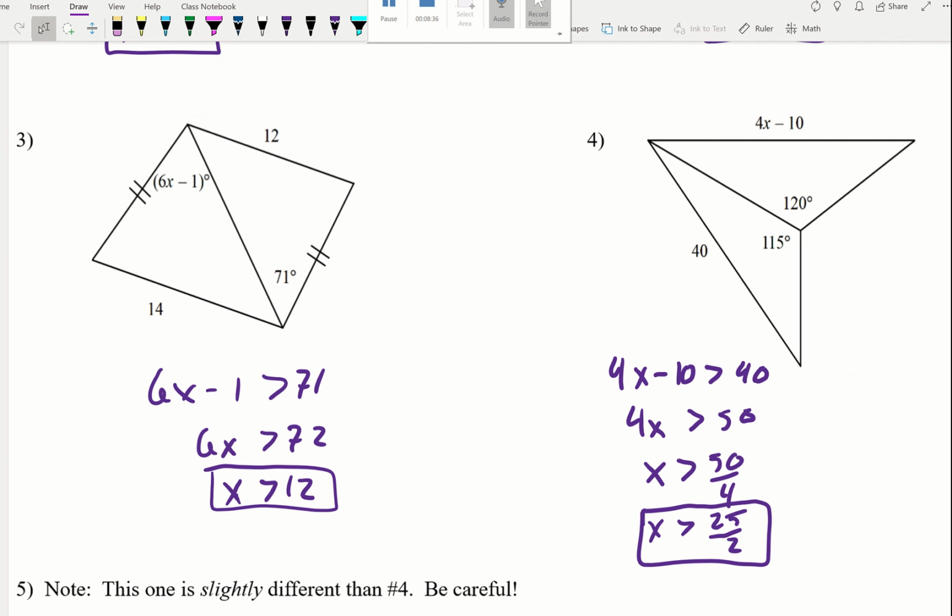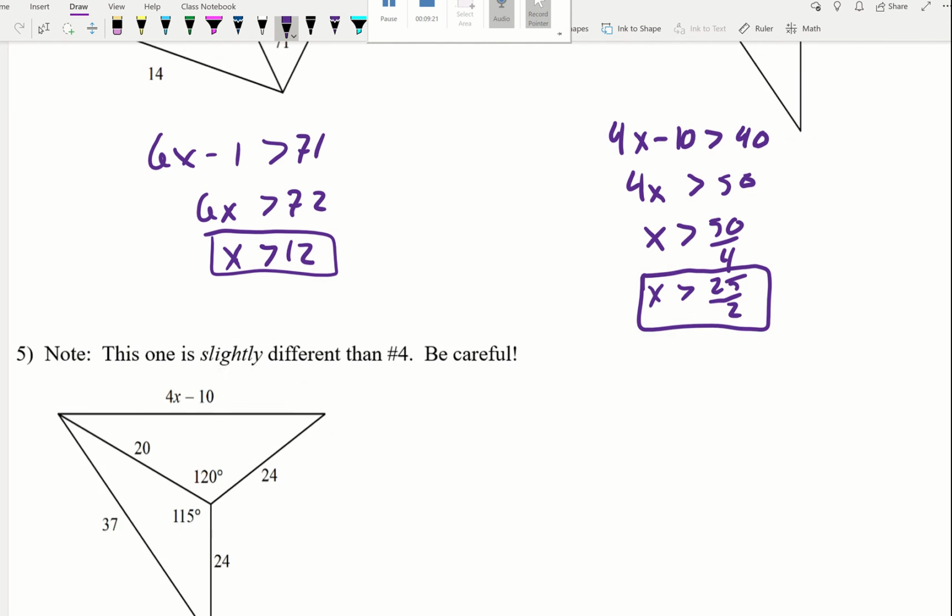Okay, so for example 3, you should have seen that the expression given for one angle, which is 6x minus 1, has to be greater than 71 degrees. So if you solve that through, you would find out that the variable must be greater than 12. In example number 4, you can see that because this side is opposite an angle that is larger, it must be larger than this side. So 4x minus 10 must be greater than 40. If we solve that through and reduce our fractions, we would get 25 over 2.